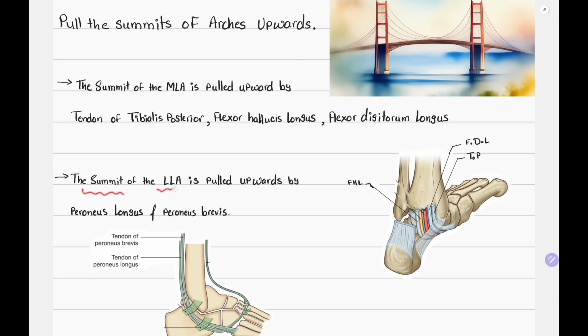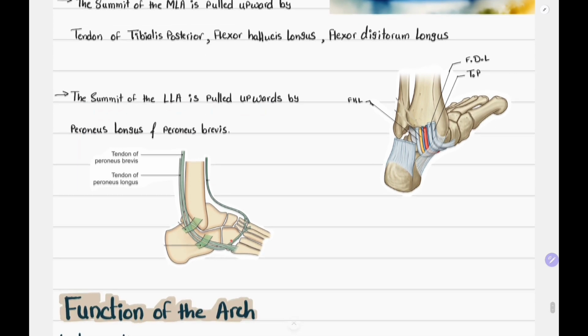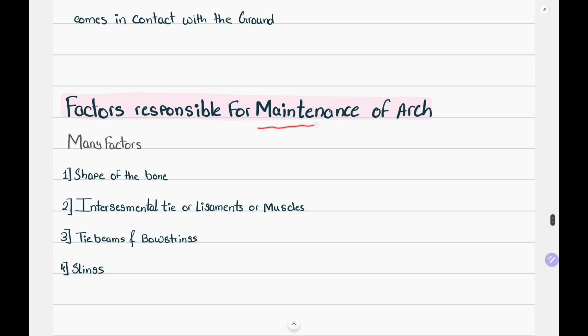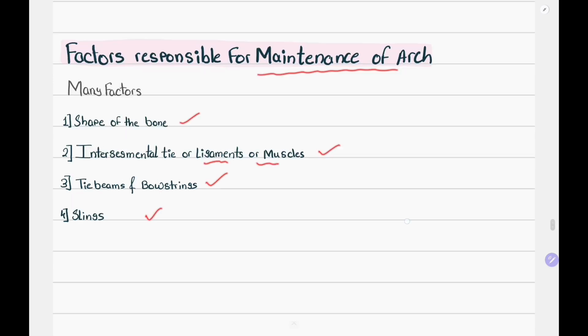Similarly, the summit of the lateral longitudinal arch is pulled upward by peroneus longus and peroneus brevis muscle. So this is the summit of the lateral longitudinal arch. It is pulled upward by the tendon of peroneus brevis muscle and tendon of peroneus longus muscle. I hope now you are able to appreciate what are the factors that maintain the arch: shape of bone, intersegmental tie, ligament or muscle, tie beams and slings.